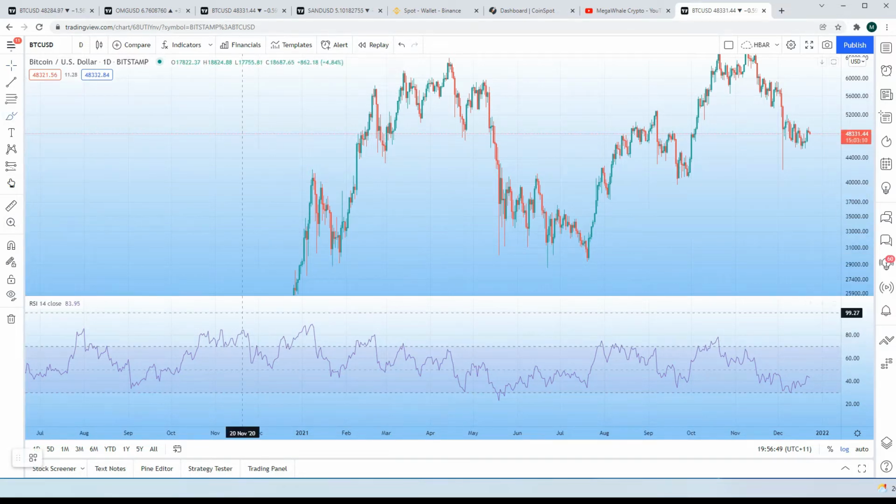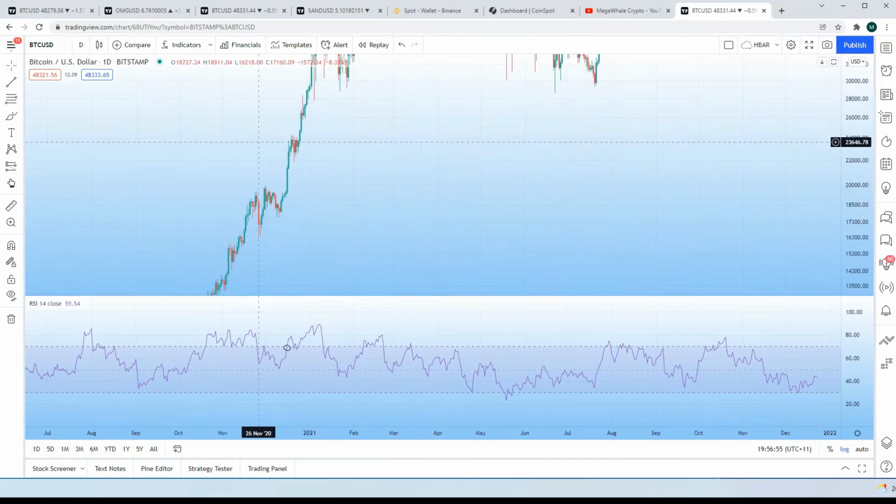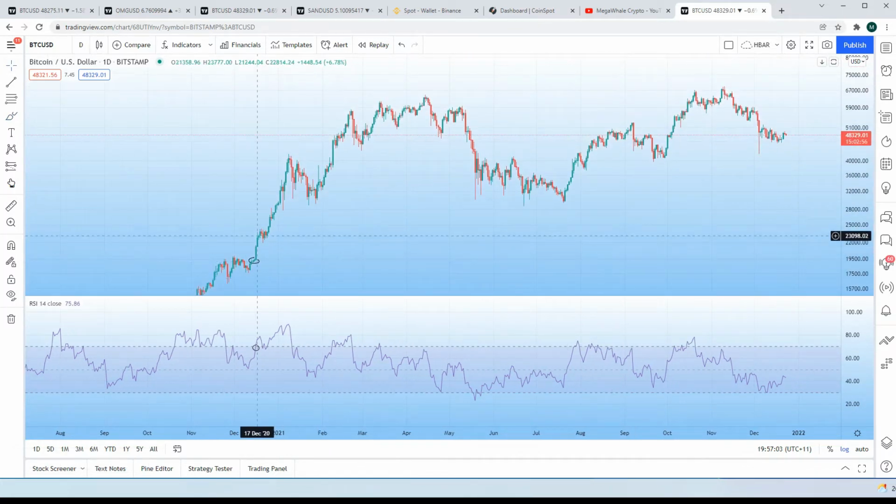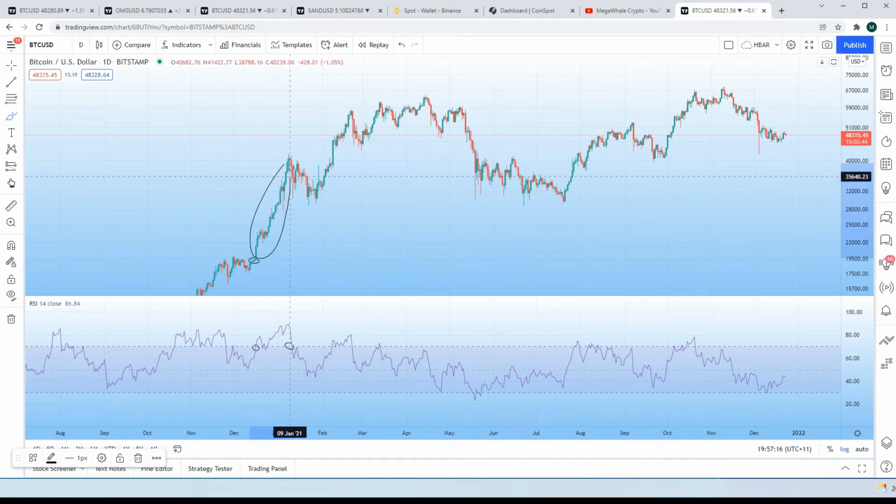If we take a look at Bitcoin chart, we were overbought according to this chart on the 17th of December. If you sold on the 17th of December, you would have sold at $19,000. When we actually had the true signal to sell, which was when we broke back below the 70, was on the 12th of January, this point here. So you missed out on that entire move because you didn't use the RSI correctly.